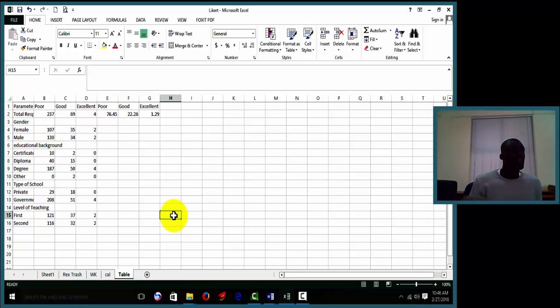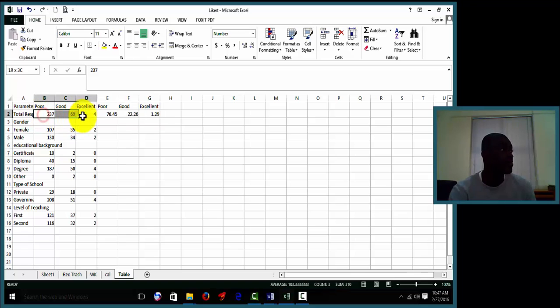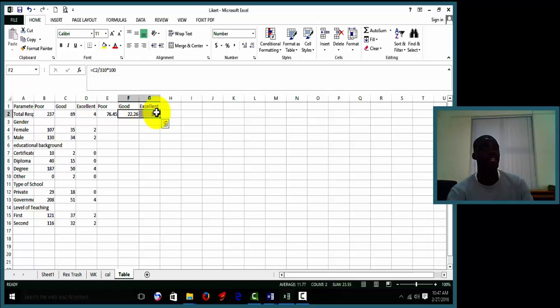Now you realize that for the first proportion that we computed, we computed the proportion this way. Are you there? Right. So this one is what we call row percentages. The percentages are going this way. So row percentage, because it's just one item. Our interest is in the total population that we have here. How many of them had poor? How many of them had good? How many of them had excellent? And that is what we have had here.